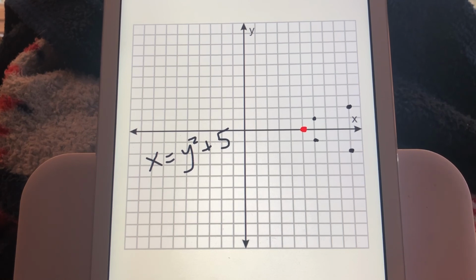So now let's connect those points. I've got what looks like a parabola turned on its side. So x equals y squared plus 5 is going to look like that. Again, focus on finding the intercepts, understanding how symmetry works, and how that can make graphing easier for you.